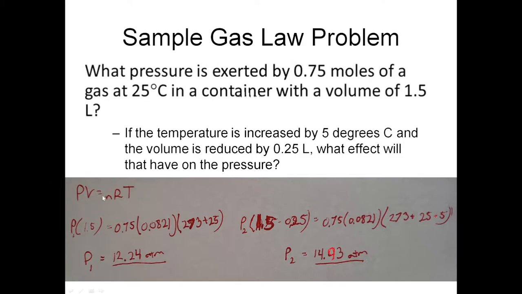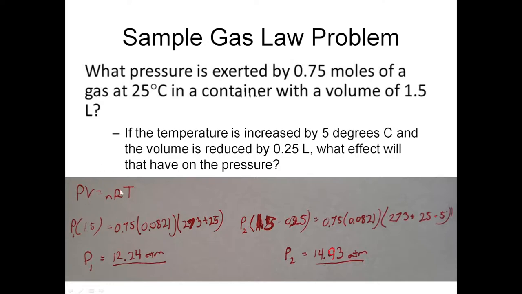So, looking at the formula here, if V, N, and R are constant, and T gets bigger if you increase temperature, then P will also go up. P and T, as long as everything else stays constant, are directly correlated. If V, N, and R remain constant and you double temperature, P will also double. So P and T are directly correlated.